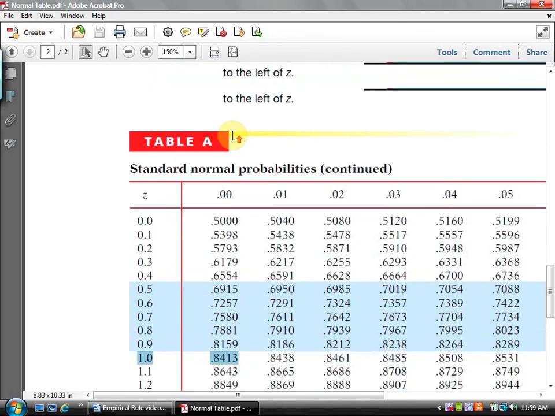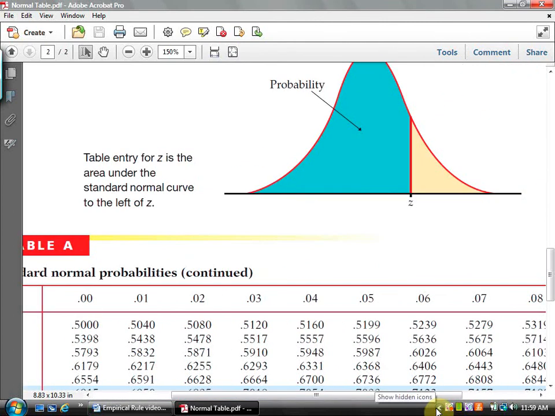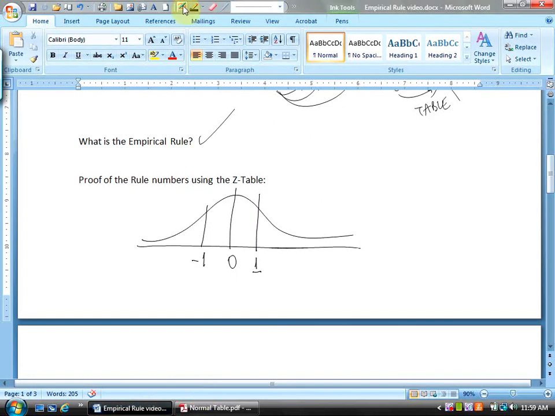Now, it's important that you understand this part. You see the chart on top of the table, the blue part? That 8413 is the integration from negative infinity all the way to this line. This whole thing is 8413. So let's look at our drawing. What is 8413 then? Integration from all the way here to this line. Well, this is 8413. We're going to just round it to 84.